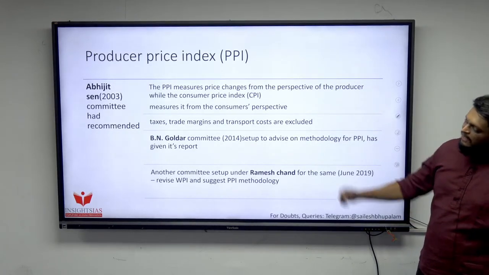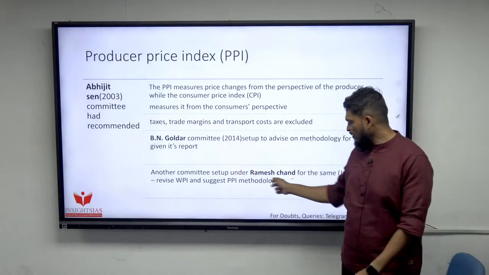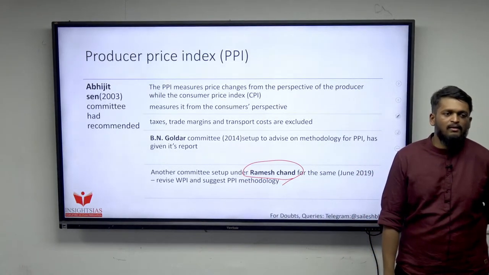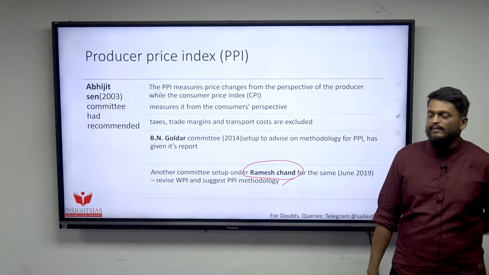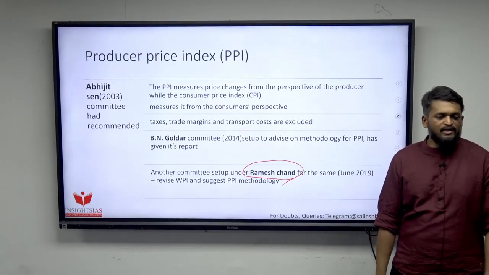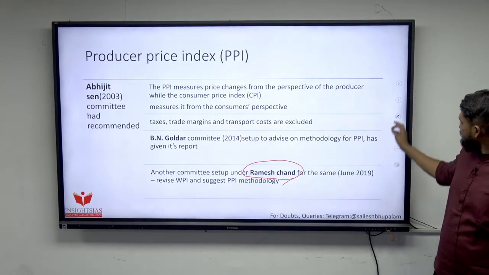Producer price index, earlier there were the Abhijit Sen committee and Golder committee also. The recent committee you can remember only one, that is the Ramesh Chand committee in 2019, set up for recommending how to create this PPI. So far we have not implemented it. But the Ramesh Chand committee has given its report on how this PPI should be introduced.